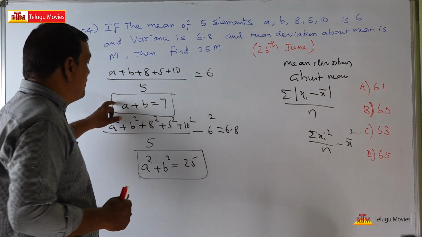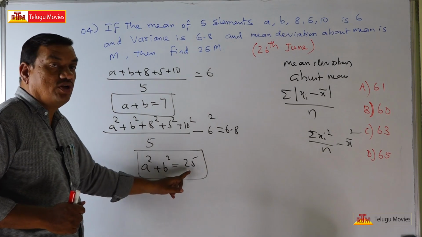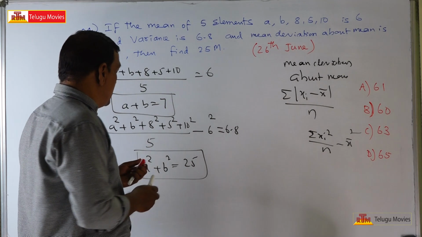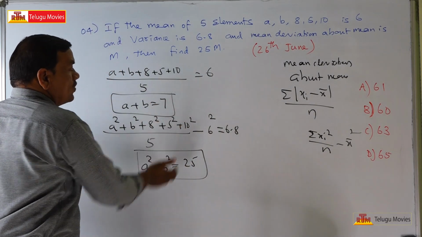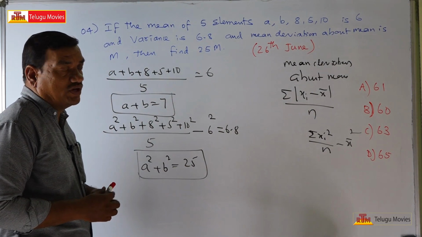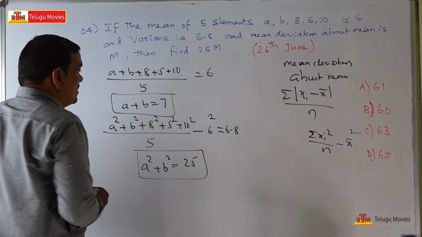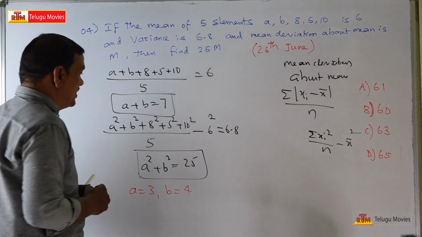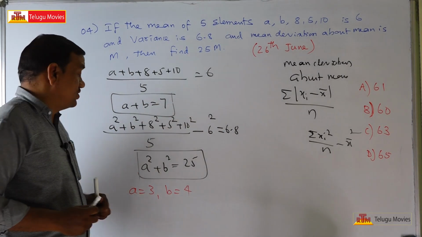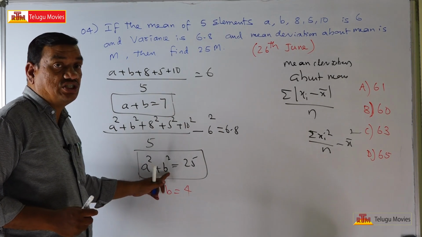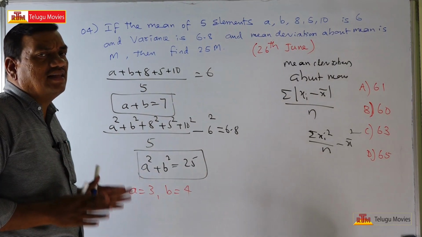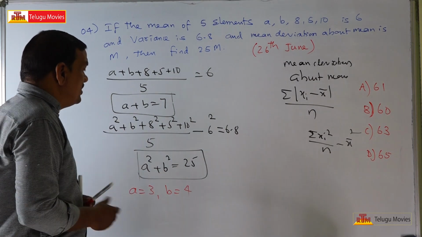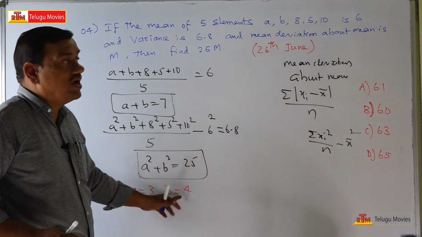Now a plus b is equal to 7, a square plus b square is equal to 25. Don't try to solve this equation; guess the answers. Why? Because these are small integers. We can easily guess a is equal to 3 and b is equal to 4. Check it: 3 plus 4 is 7, 3 square is 9, 4 square is 16, 9 plus 16 is 25. Like that, try to guess the answers since these are very small. So the a value and b value are over.